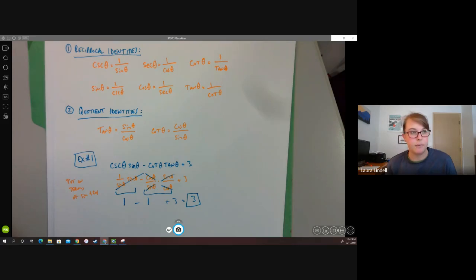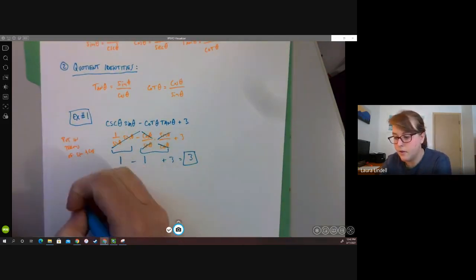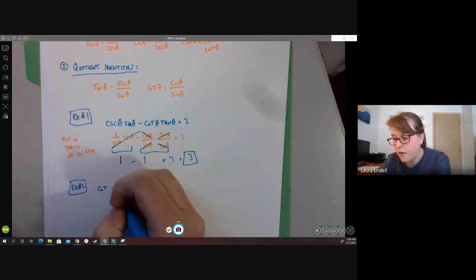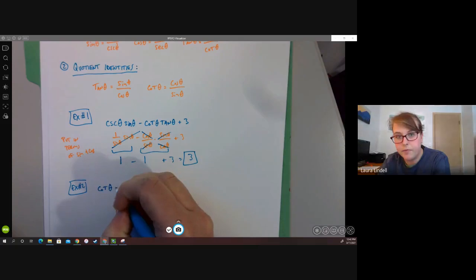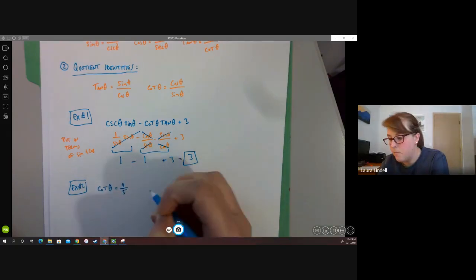So that's one kind of thing that happens. Another kind of problem that we're going to want to be able to do, let's say that cotangent theta is 4/5. Maybe we want to find tangent of theta.